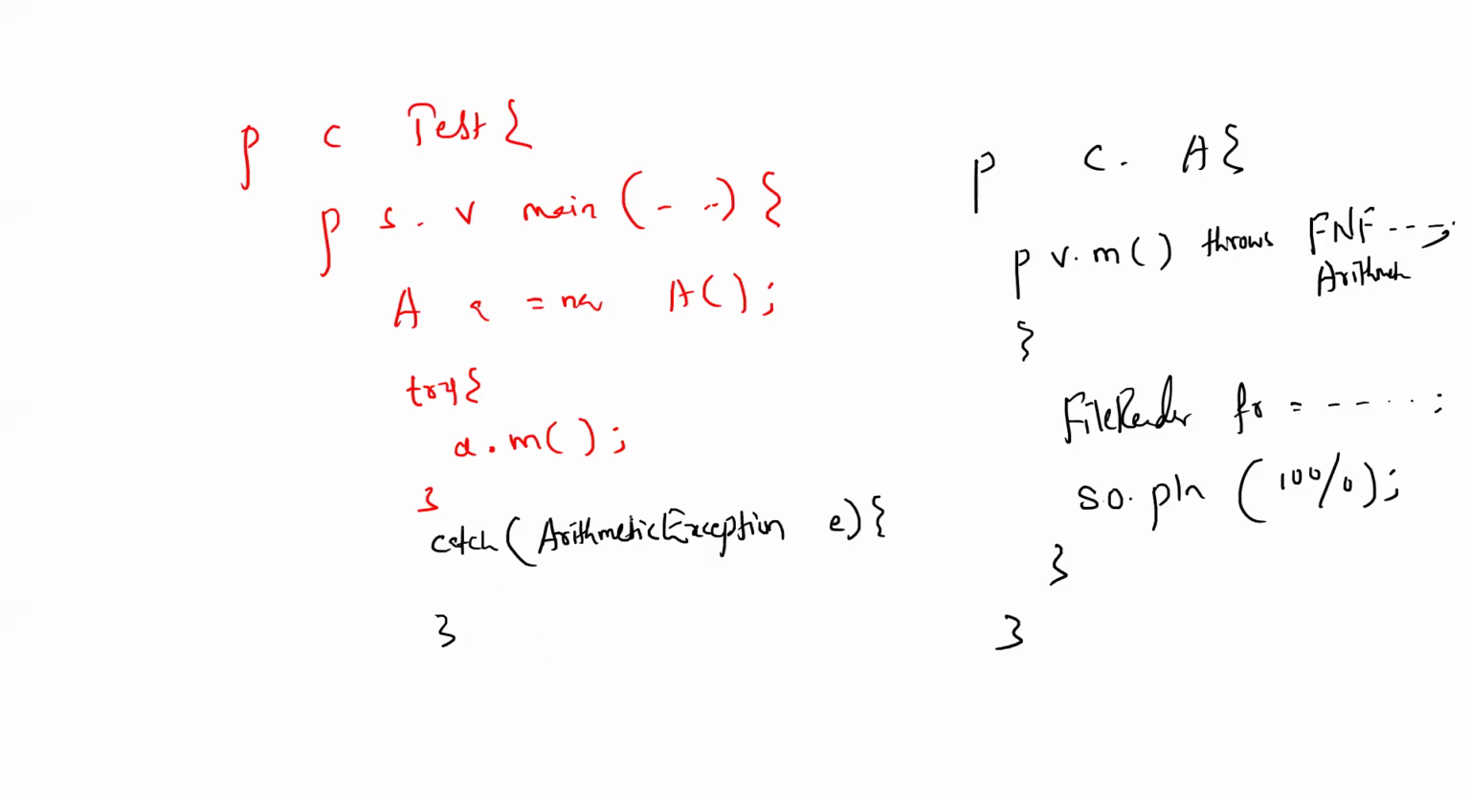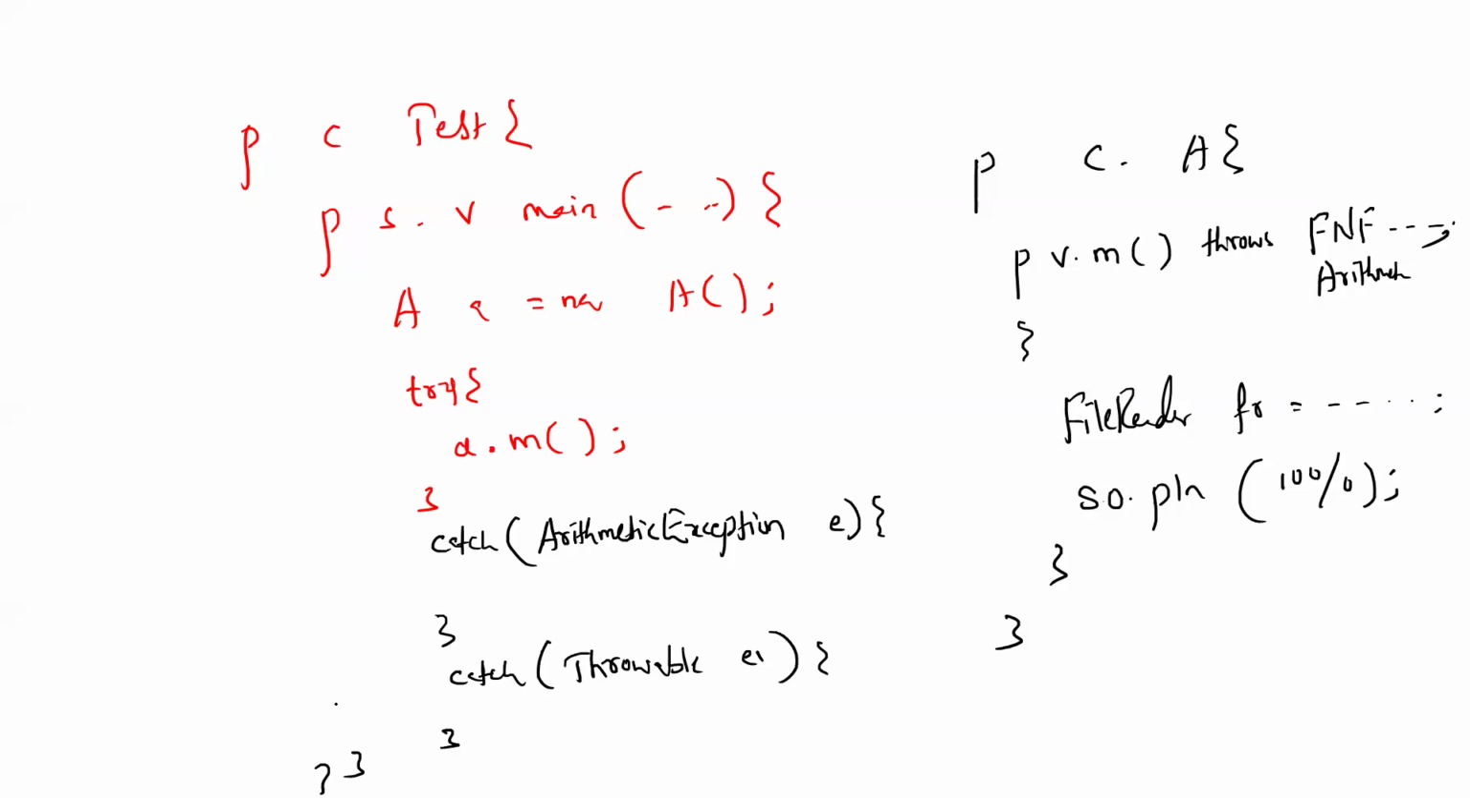If it is arithmetic exception, it's fine. Otherwise, use my parent. Who is my parent? Exception. Otherwise, we can also write Throwable, since I'm not sure what exception is coming. Then we can use this type of order for multiple catch blocks: child most or most specific first. If we are not sure, or sometimes we may miss the order, then you can use the child most first, then the parent most last.